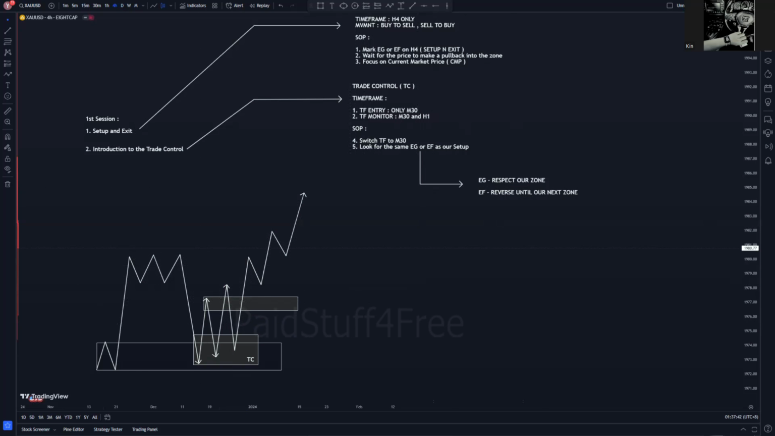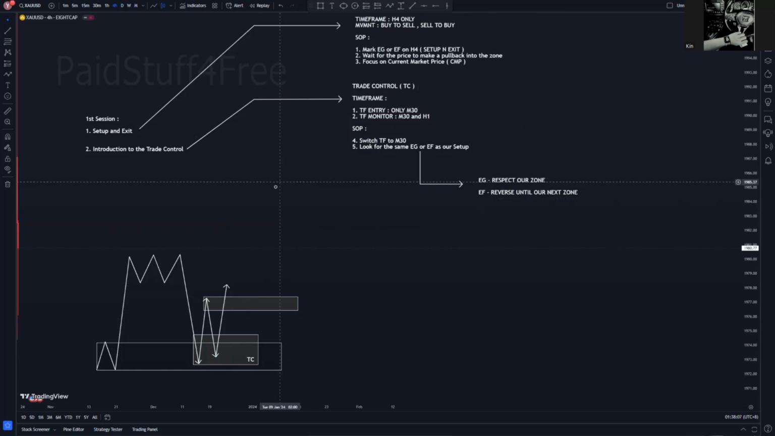Do we look for EF after EG was created on M30, or can it be only EF? Sometimes the price doesn't create EG, but the price just creates an EF. If the price created an EF, it shows us that the price is going to reverse until the next zone. All the things that I drew just now are going to be the main line.